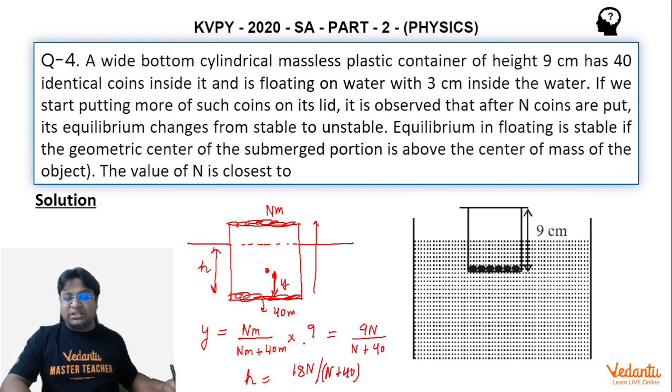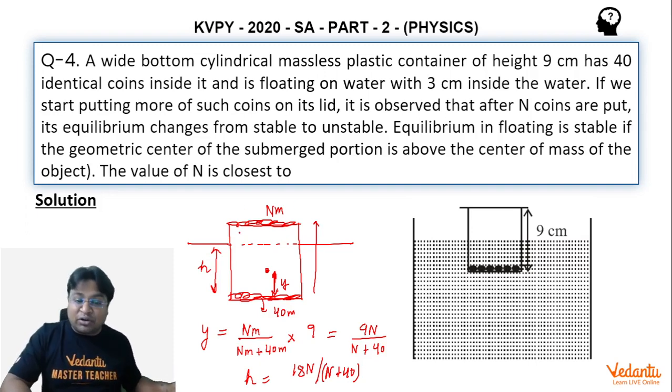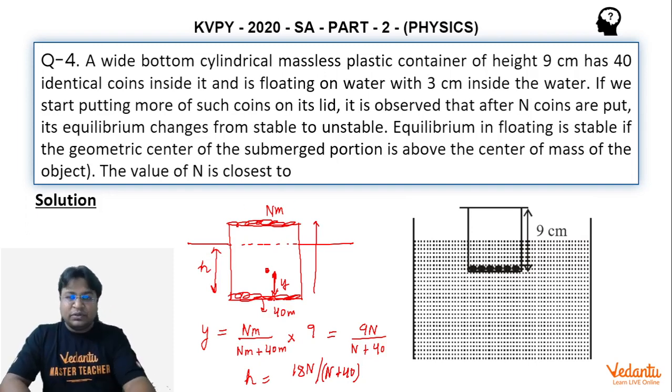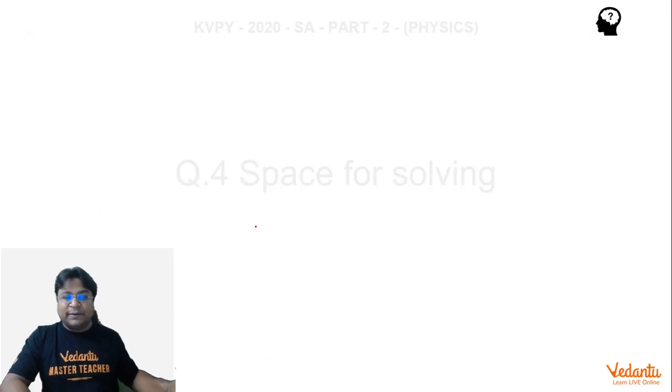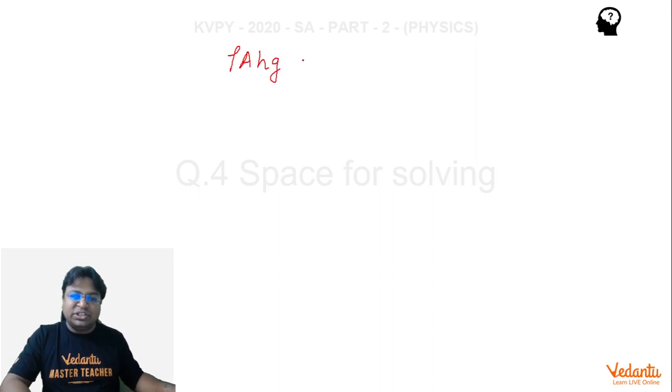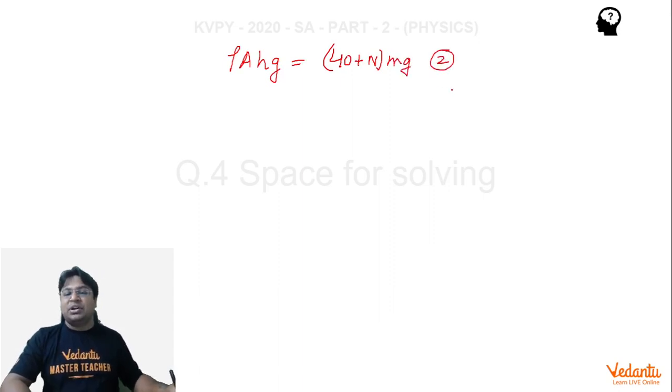Next, the buoyant force corresponding to this submerged portion will be equal to the weight of all the coins. So we write rho A h g is equal to 40 plus n into m into g. This will be my second equation. So using equation number 1 and equation number 2, we should be able to get the value of n.